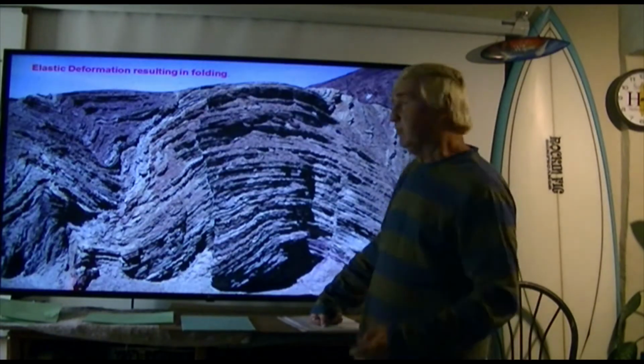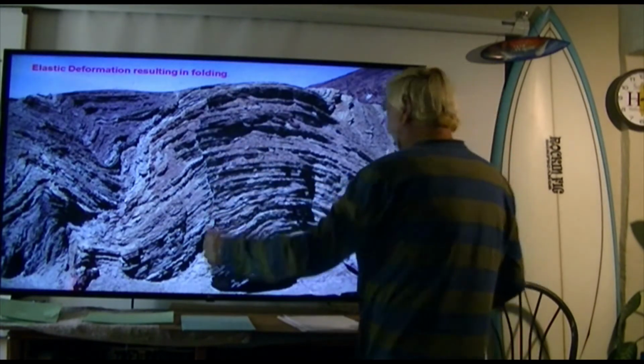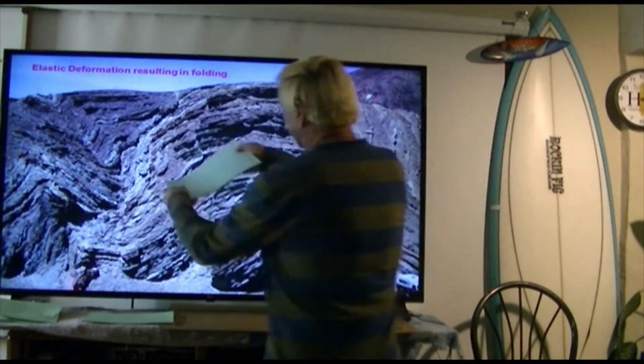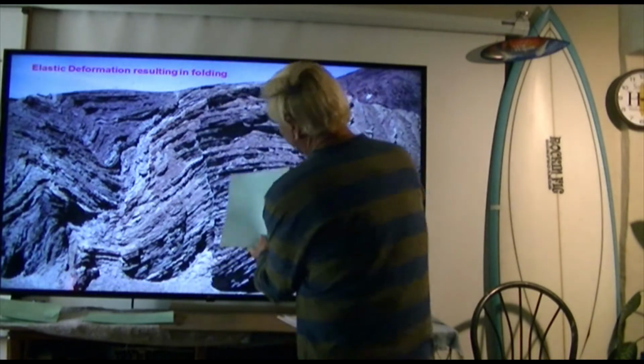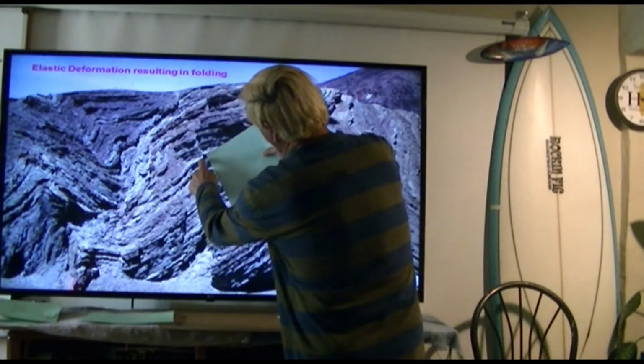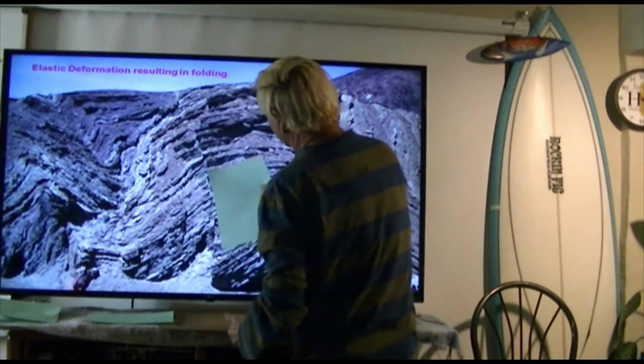So this is a good example here where these rocks are pretty elastic, they folded pretty nicely into the nice upfolded anticline, and then the syncline here. But look right here. So right here, you can see the straight line where this ridge and this ridge are kind of offset here. That is a fault.